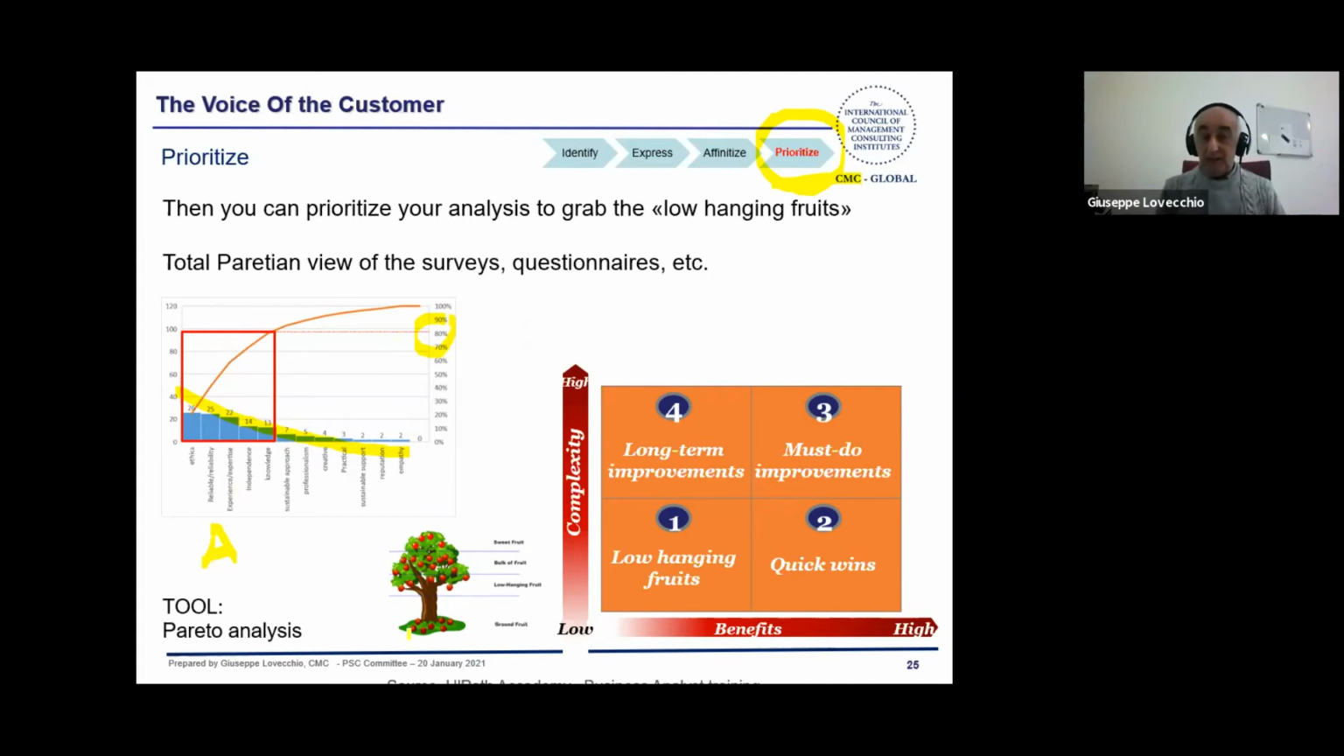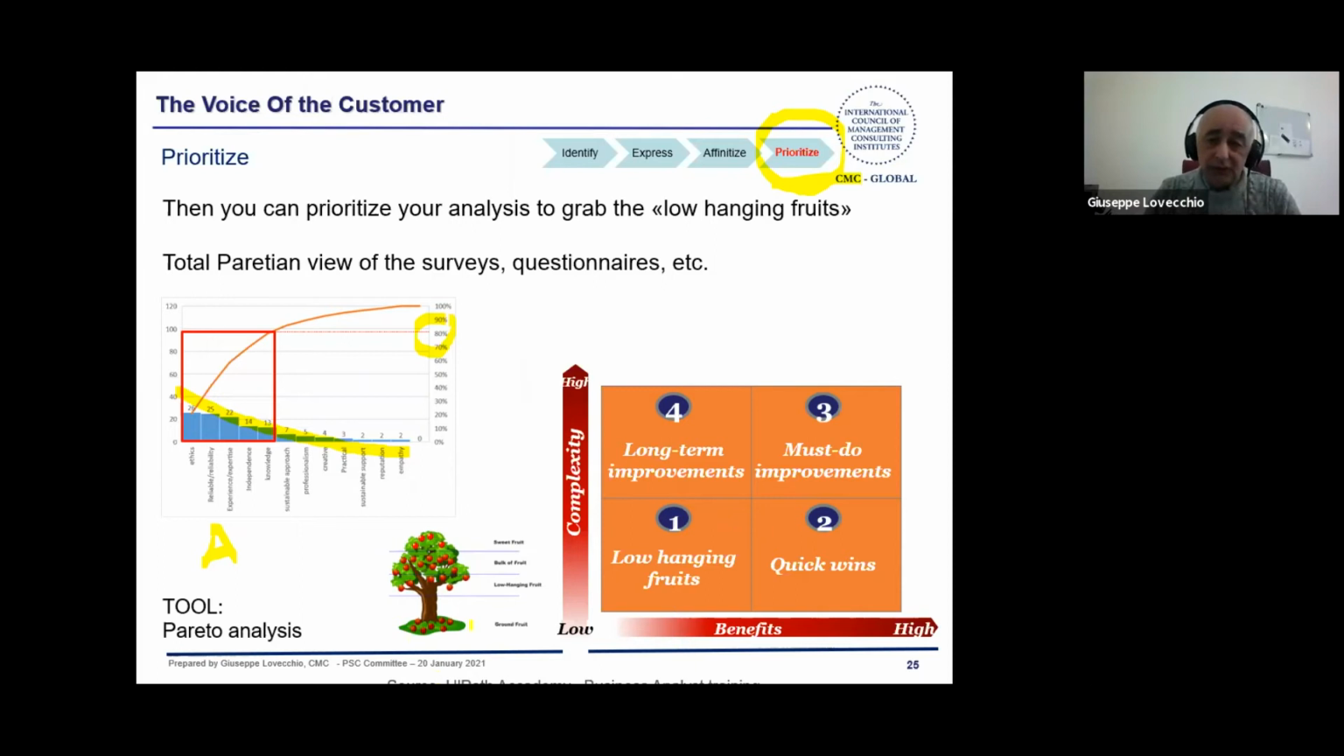So we apply statistical tools, ABC tools, Pareto analysis, in order to have a correct priority of all the answers and all the keywords, the real words that we have extracted from open responses.